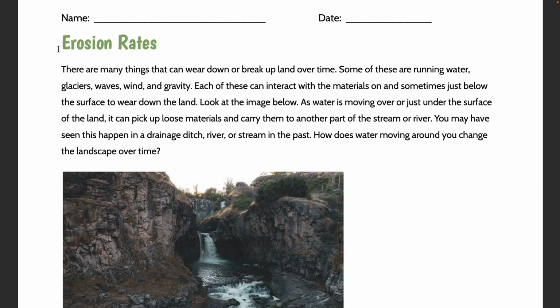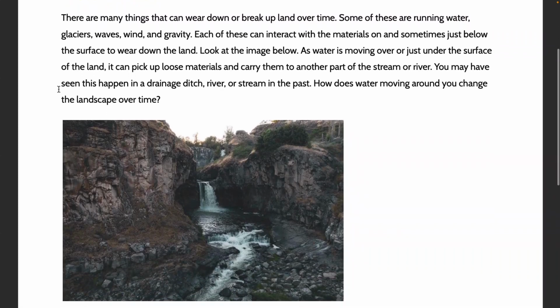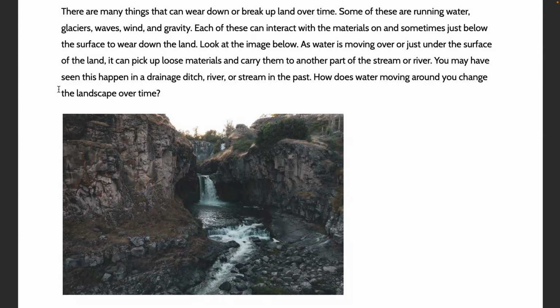Erosion rates. There are many things that can wear down or break up land over time. Some of these are running water, glaciers, waves, wind, and gravity. You saw some of those in the video. Each of these can interact with the materials on and sometimes just below the surface to wear down the land. Look at the image below. As water is moving over or just under the surface of the land, it can pick up loose materials and carry them to another part of the stream or river. You may have seen this happen in a drainage ditch, a river, or a stream in the past.